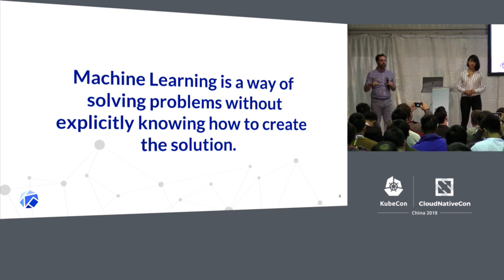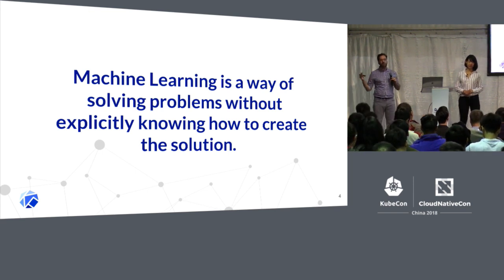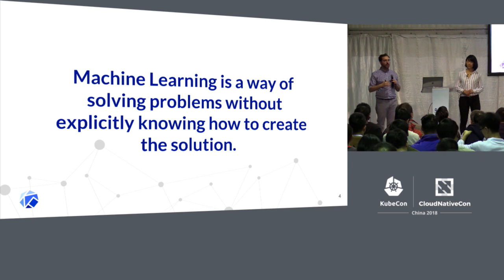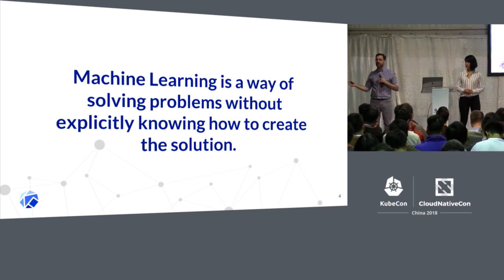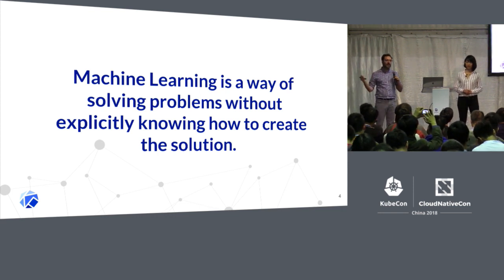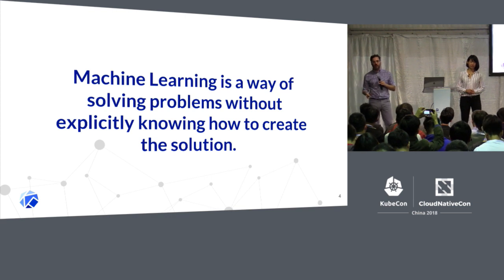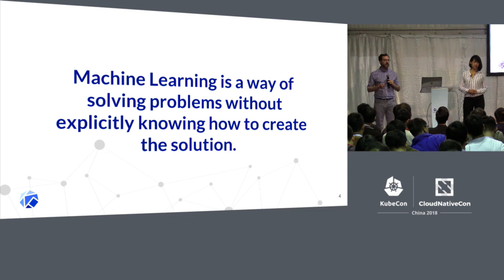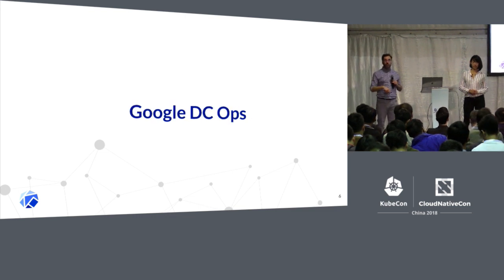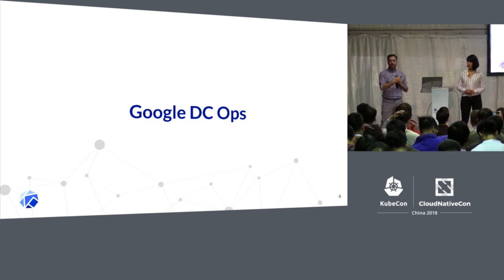It's a way of solving problems without explicitly knowing how to create a solution, where you have data and features and sources for so many different things, and what you're really looking to do is get to an answer, yet you're not exactly sure how things correlate. And that's a really powerful thing, and we went into Kubeflow thinking this very thing. At Google, everything is touched by AI in some way. And one of the most profound ways is this example that we have here with Google data center operations.